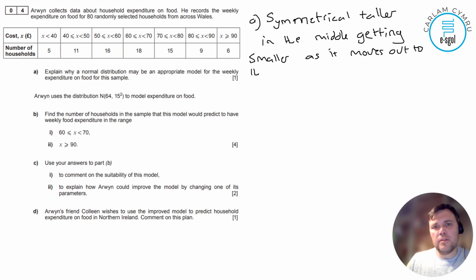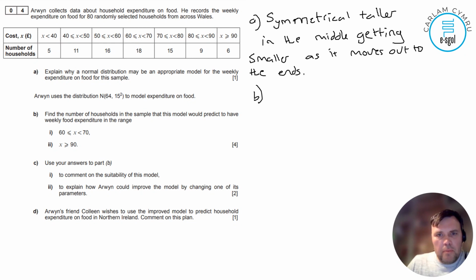To the ends. And obviously if you want to put in a bell shape, then that's fine. So that's your 1 mark. Then it says Ron uses the distribution N(64, 15 squared), so they've written it as standard deviation squared, to model the expenditure on food. Find the number of households in the sample that this model would predict to have weekly food expenditure in the range. So we need the probability first of all.